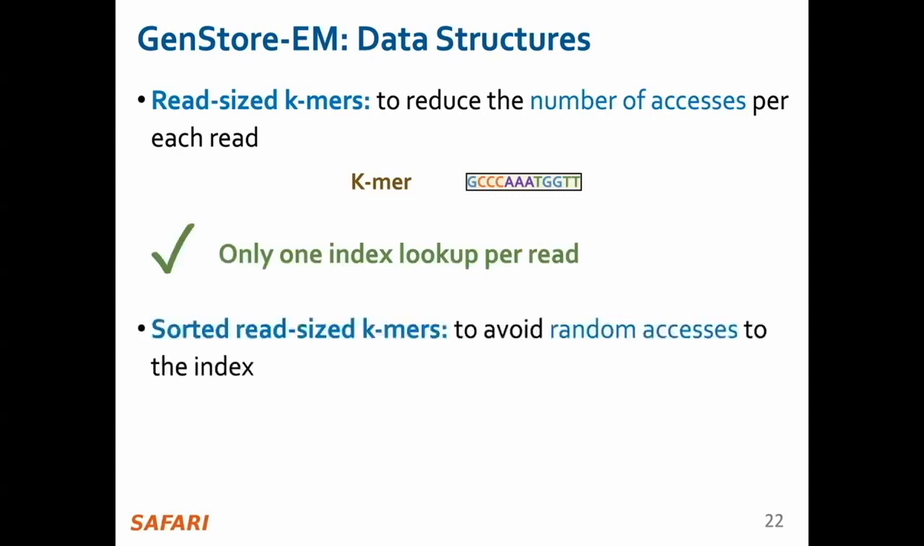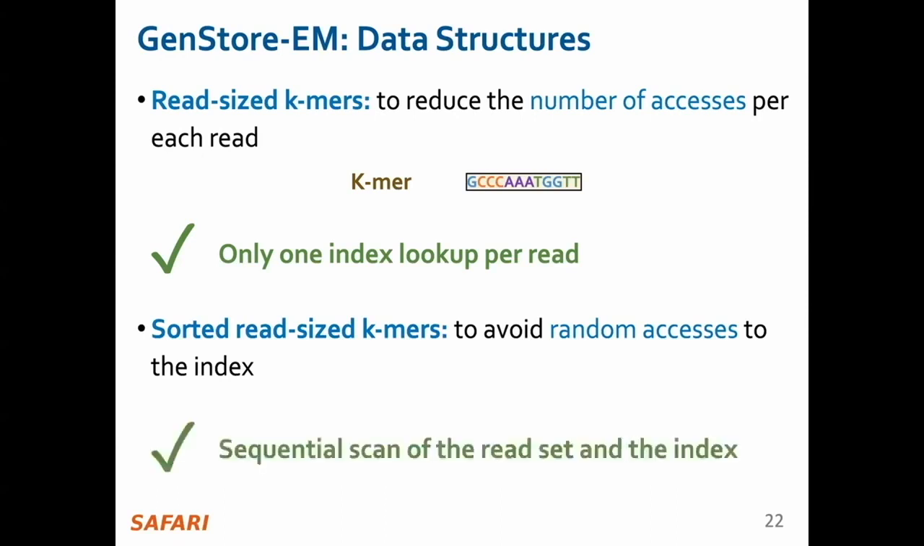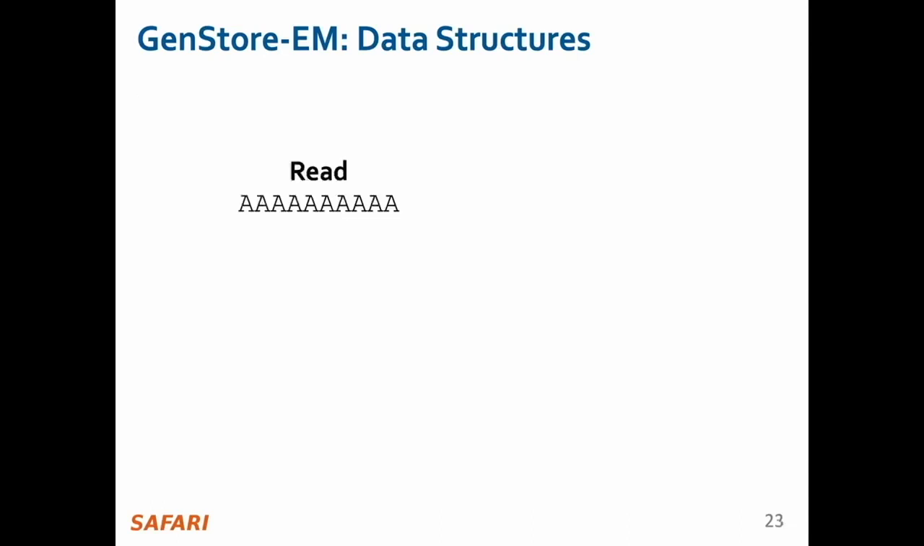Now with these read-sized k-mers, we have the ability to sort them because we would have only one access per read. So we introduce the concept of sorted read-sized k-mers to avoid random accesses to the index, because that enables us to sequentially scan the read set and the index instead of randomly accessing them. By these two optimizations, we reduce the number of lookups and also turn the random accesses into more efficient streaming accesses.